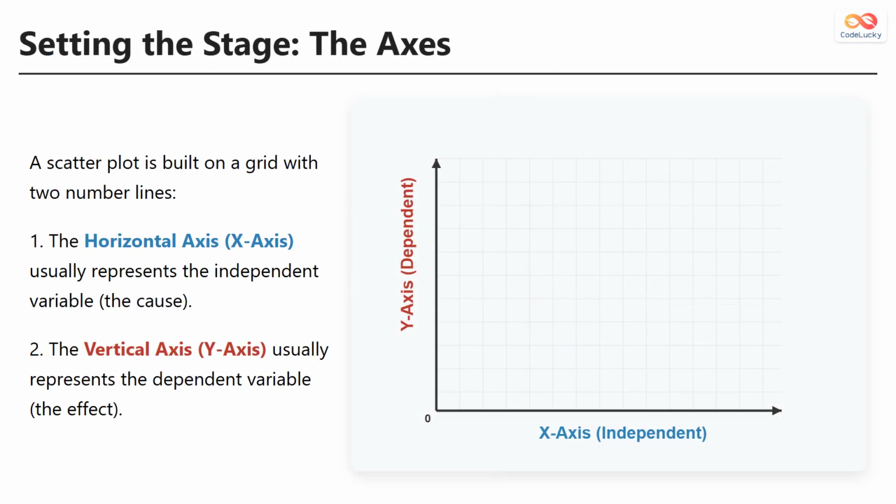To visualize this data, we use a grid called the Cartesian plane. It is made of two number lines. The horizontal line is the x-axis, representing our independent variable. The vertical line is the y-axis, representing our dependent variable. Together, they create a space where we can map out our data.